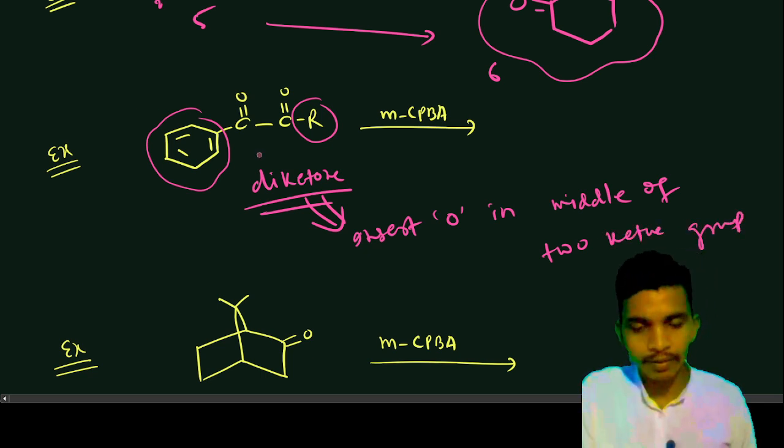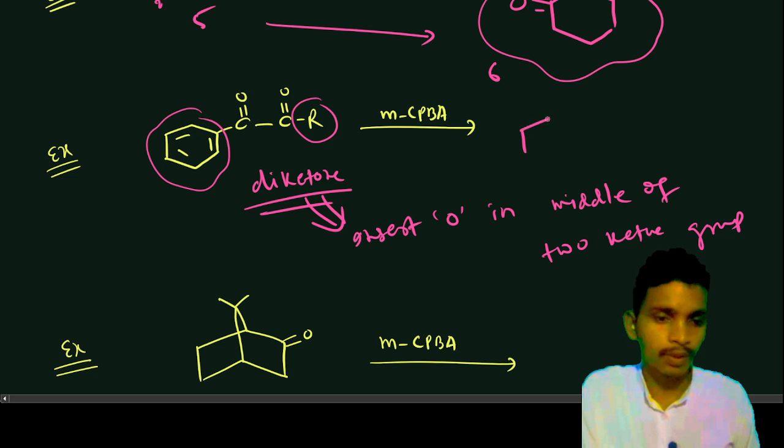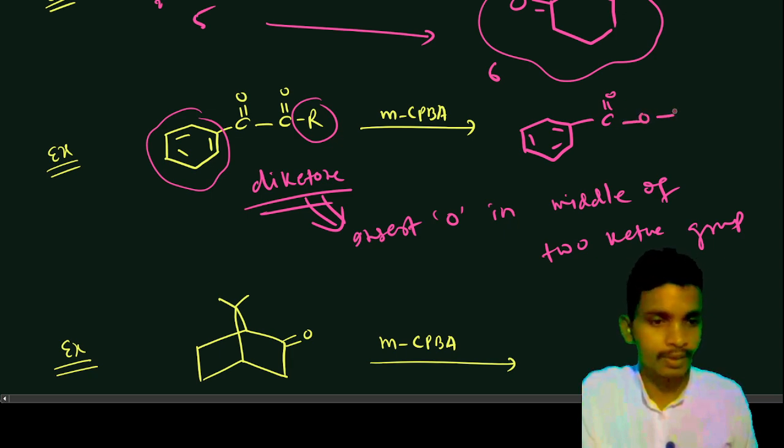Okay, for diketones, what do we do? Insert O in between the 2 ketone groups. So this is going to be C=O, and here the O will come. In this case we will not check the migratory aptitude.